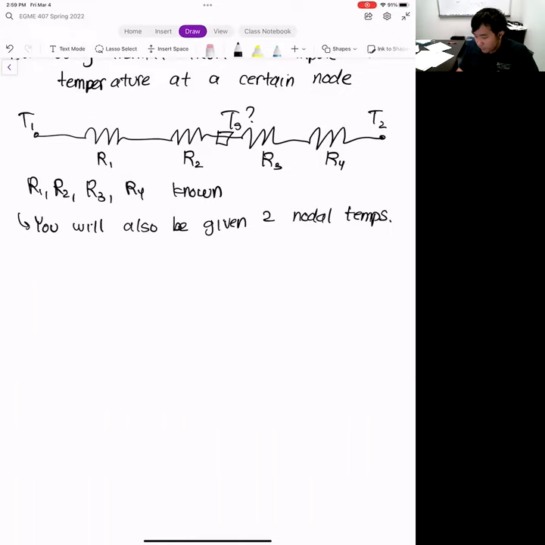The first step is that you need to use the given 2 temperatures to compute the heat transfer rate throughout the whole circuit, because those are given to you. You have to use what's given to you to compute what you're not given.